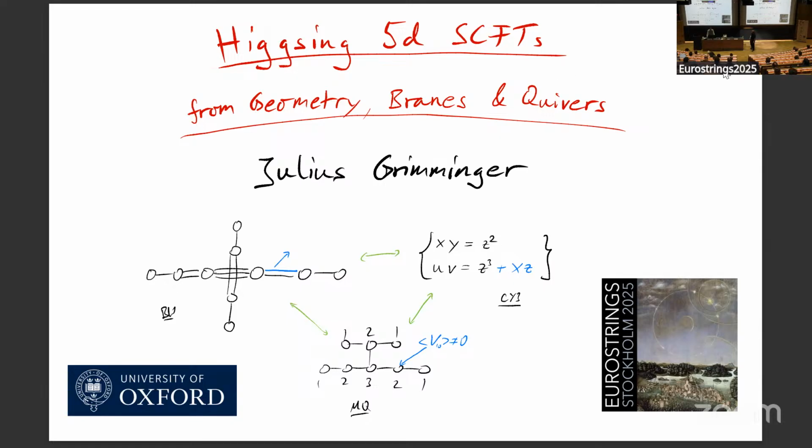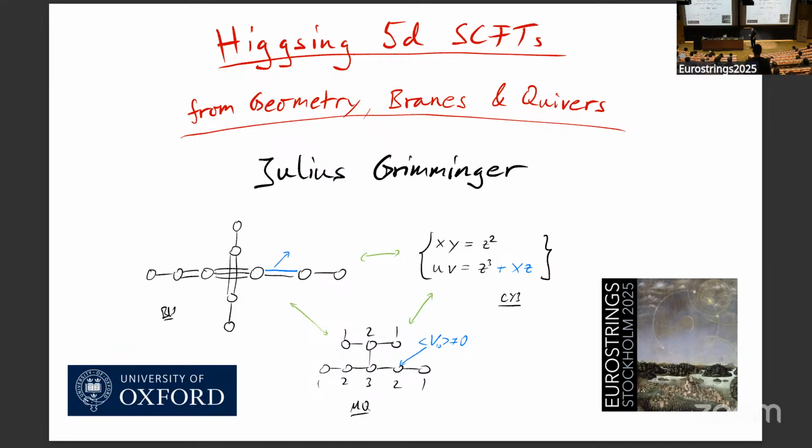All right, good. So now we can read the title. So this will indeed be about Higgsing 5D CFTs from 3 different viewpoints: from geometry, branes, and quivers. All of these individually could be talked about at length, so this is not going to be super precise. I'm not going to explain everything in detail, and I'm just going to work with examples.